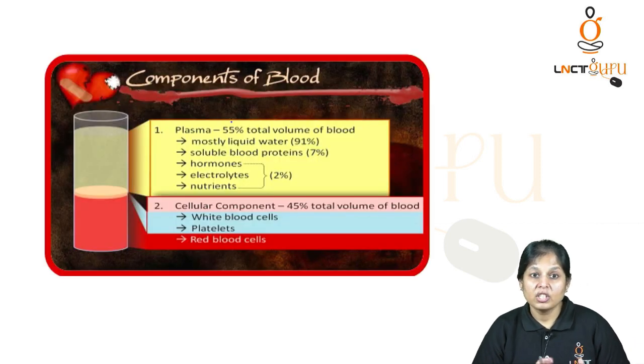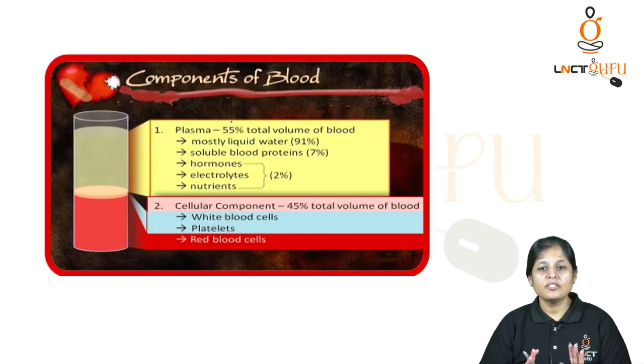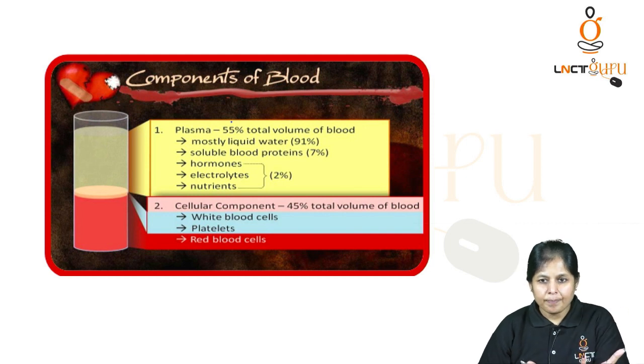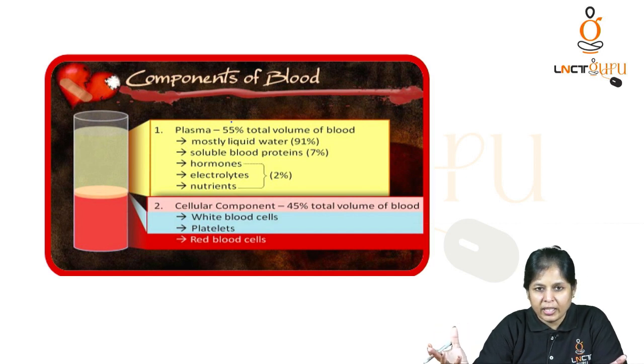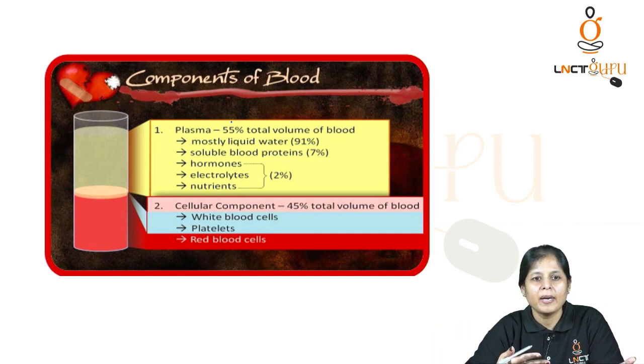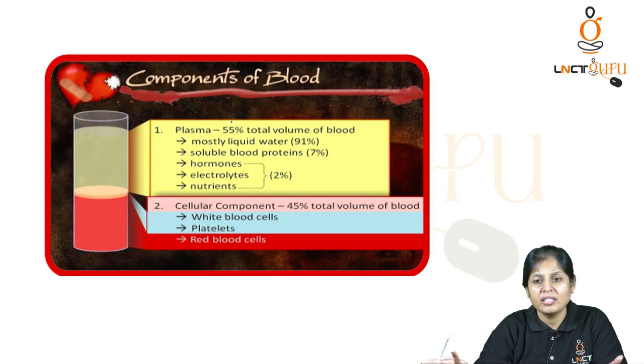Now let's come to the components of blood. As I said, the blood has 2 components. One is plasma and one is the cellular component. Now plasma जो रहता है वो करीब 55% of total blood volume बनाता है. तो जो बचा 45% है, that is made by your cellular components. The cellular components, as I said, are your RBCs, your WBCs and your platelets.